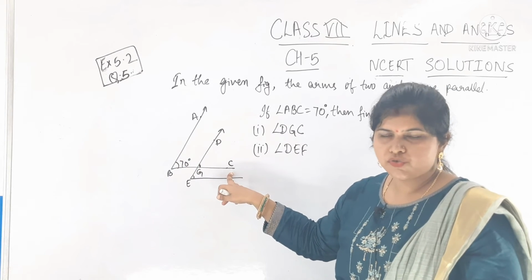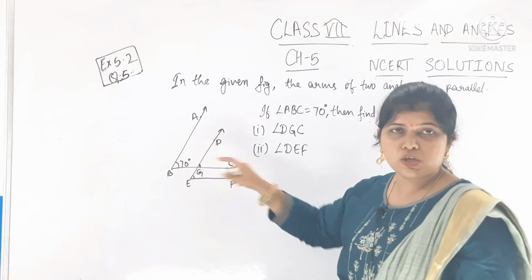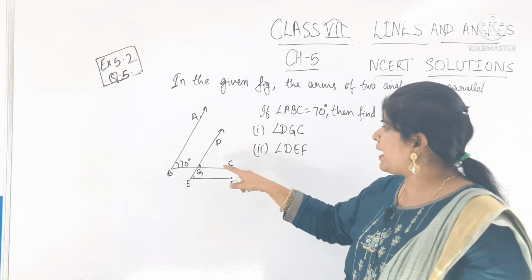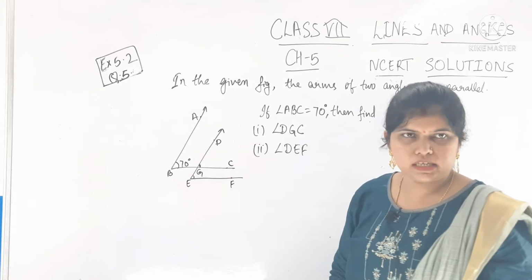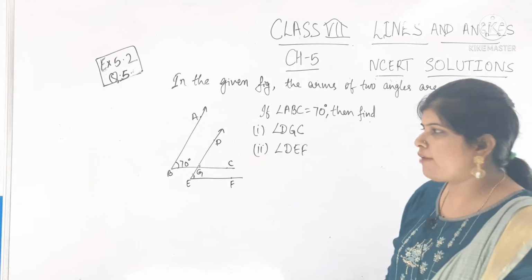So this is a transversal line. Here it is given that angle ABC is equal to 70 degrees. You have to find this angle DGC and angle DEF. This one and this one. You have to find.